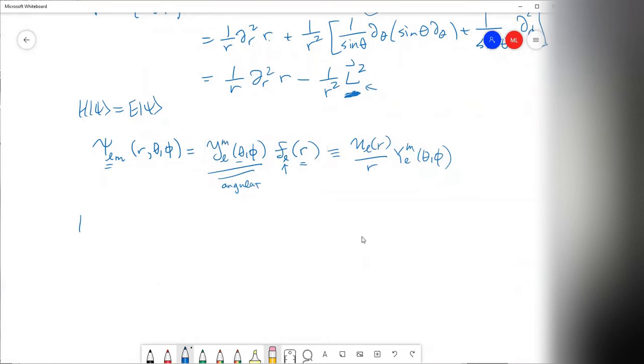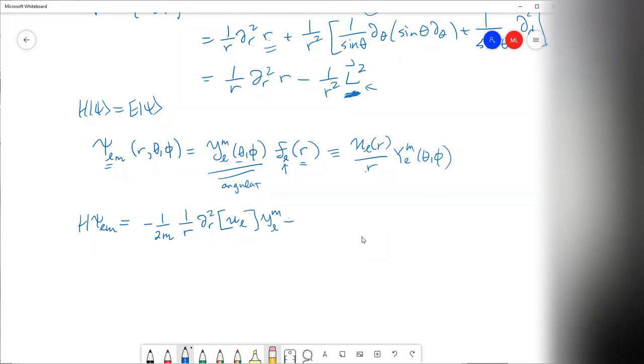So let's try it. Let's act with H on this new psi LM that we have defined. What do we get? We get minus 1 over 2m, 1 over r, two derivatives with respect to r. And now you'll see this very convenient u over r gets multiplied by r. So this just becomes a u sub L, and of course multiplied by the YLM. But the r derivative doesn't act on the YLM, so it's okay.